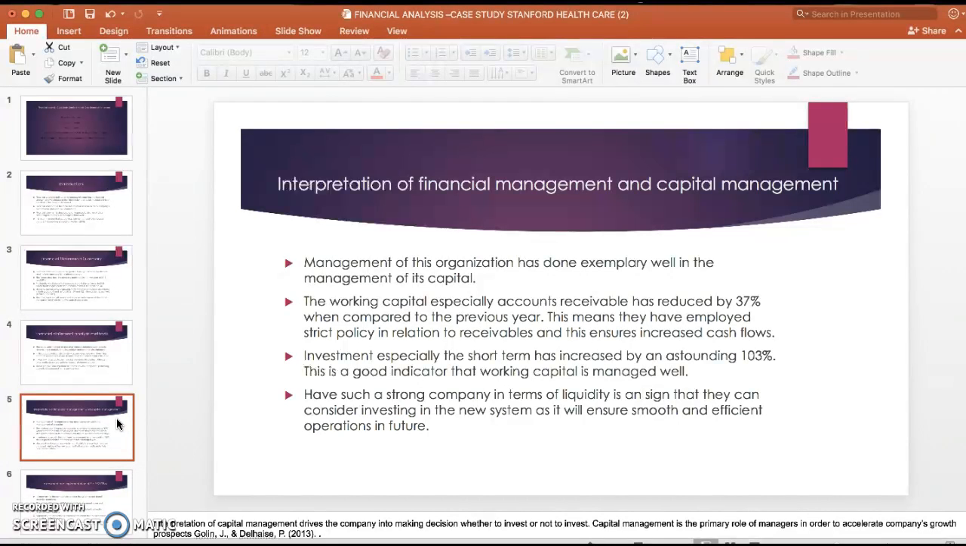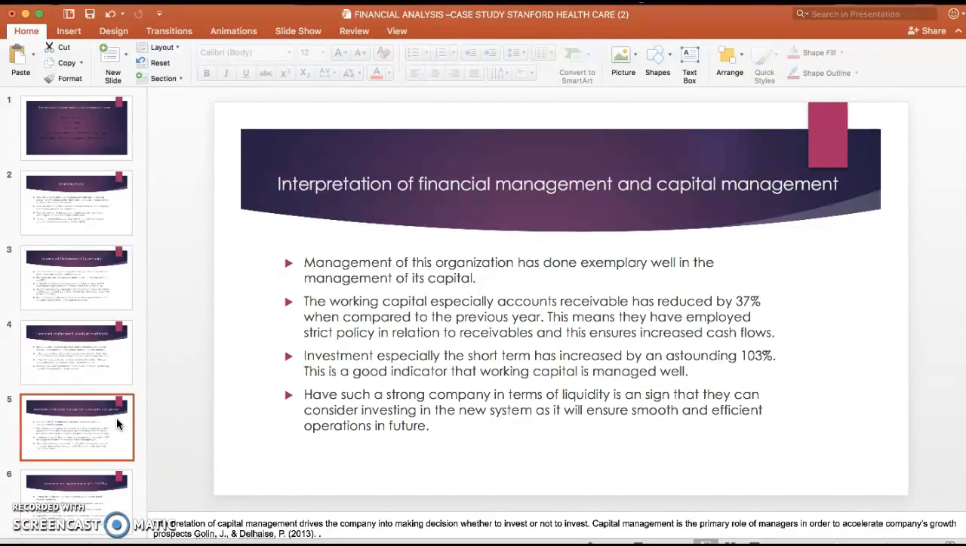Interpretations of financial management and capital management. Management of this organization has done exemplary well in the management of its capital. The working capital, especially account receivables, has reduced by 37% when compared to the previous year. This means they have employed strict policy in relation to receivables, and this ensures increased cash flows. Investment, especially the short term, has increased by an astonishing 103%. This is a good indicator that working capital is managed well.